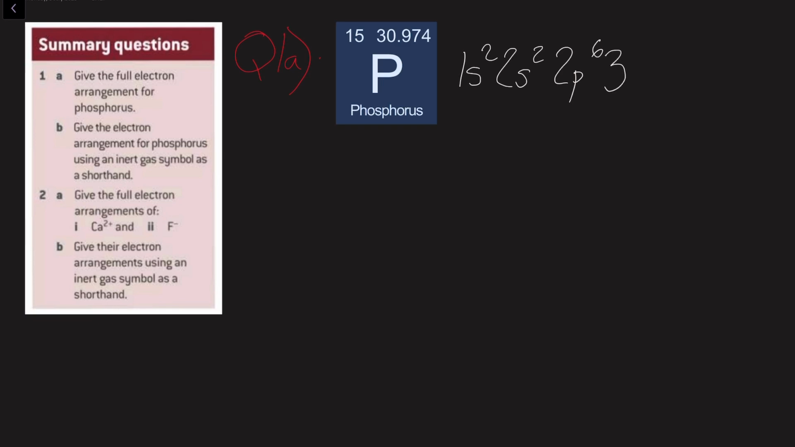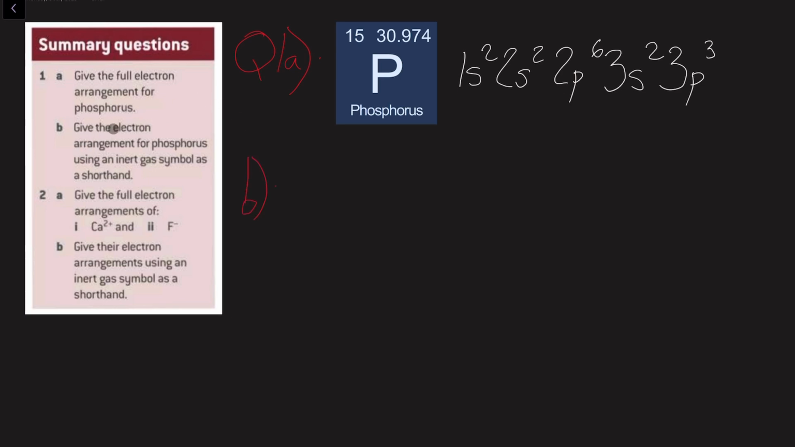And next we have the 3s sublevel. We can afford to put 2. And then comes the 3p sublevel. So we've used up 2 plus 2 plus 6 plus 2. That's equal to 12. That leaves us with 3 electrons left because 15 minus 12 is 3. So this 3p sublevel holds a maximum of 3 electrons for phosphorus, obviously. So this is the full electron arrangement for phosphorus.